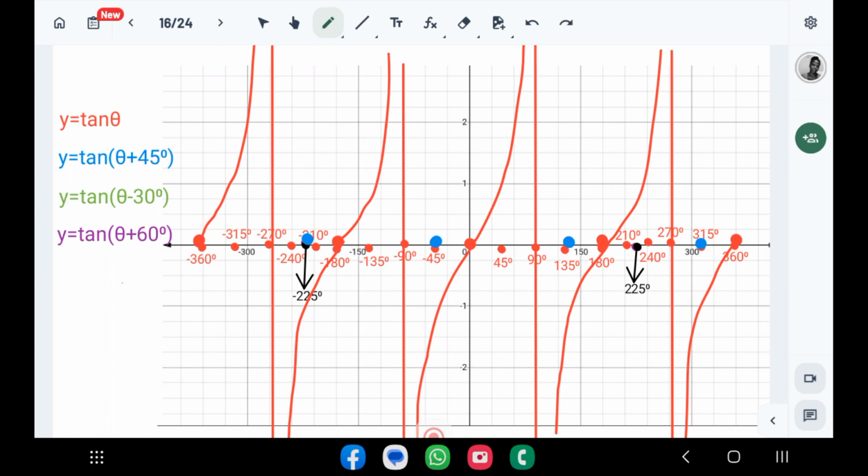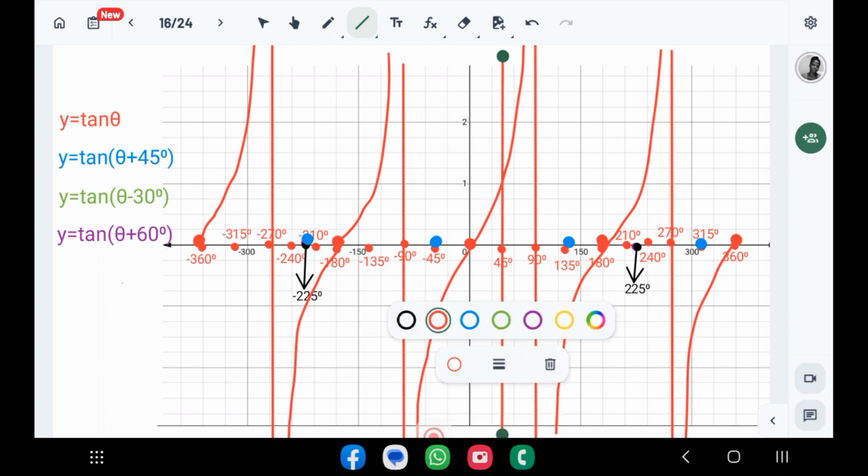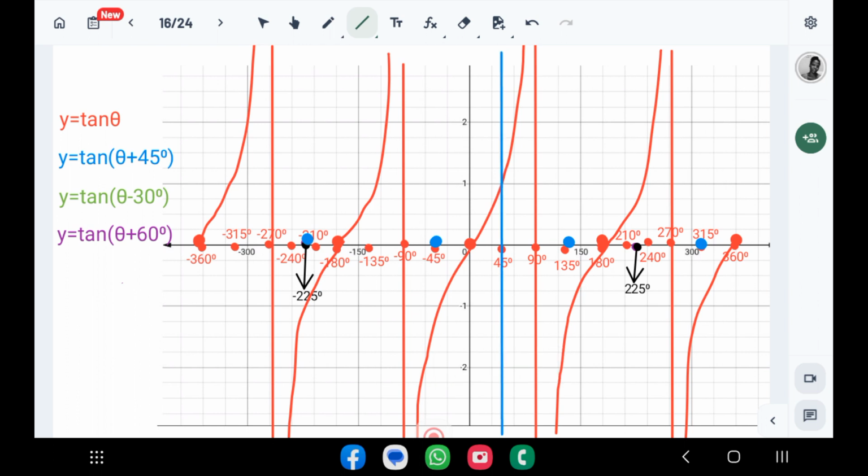315. There. And that will be the last on this interval of between negative 360 and 360 degrees. And now let's deal with the asymptote. Asymptote should also be shifted 45 degrees to the left. All right, the first one was at 90 degrees. We're shifting it 45 degrees to the left. Everything is shifted 45 degrees to the left. That is the first asymptote.